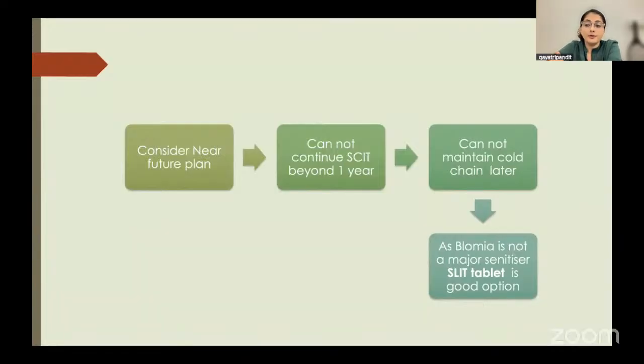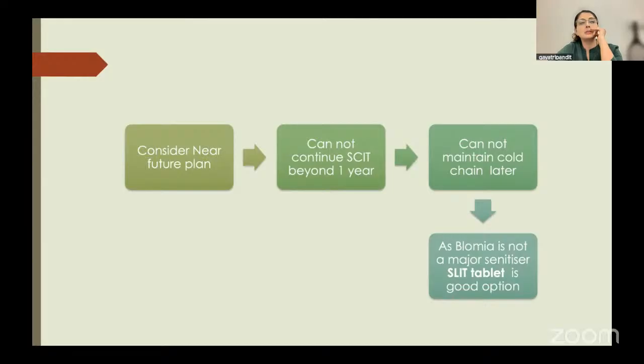So probably for this patient, even if I start on the SCIT, I may not be able to continue the SCIT after 1 year if the child moves on to the boarding school. And also I need to understand that if I give sublingual immunotherapy drops, which need to be maintained in a cold chain, that again might be a challenge if the child is in hostel or the boarding school.